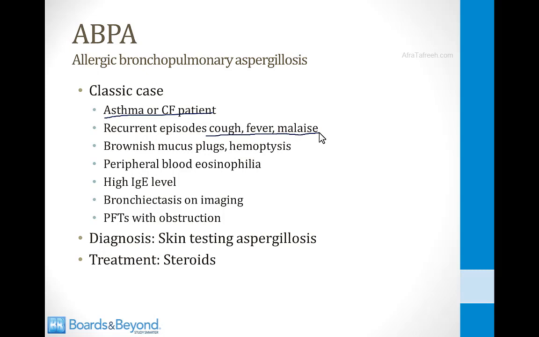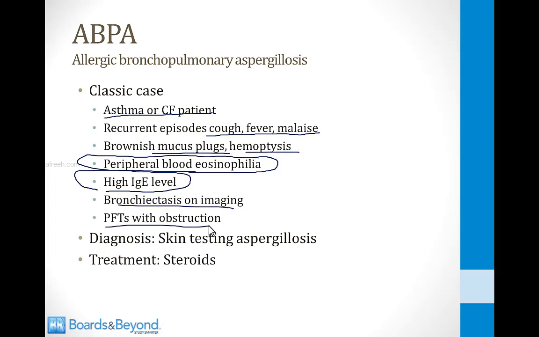Now, you might think these are just exacerbations of the asthma or CF, but there are going to be a couple of clues that it may be from Aspergillus. First of all, they'll tell you there's blood eosinophilia. That's very uncommon in those other conditions. They'll also tell you that there's a high IgE level. And then other things you can see are brownish mucus plugs and hemoptysis, bronchiectasis on imaging, or PFTs that show obstruction. You can do skin testing for the fungus to help diagnose ABPA, and you can treat it with steroids to knock down the inflammation of the allergic reaction.